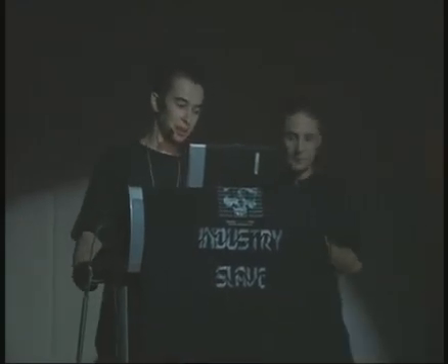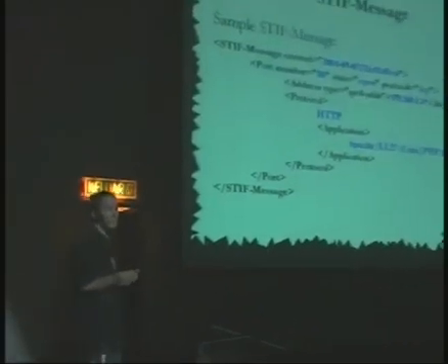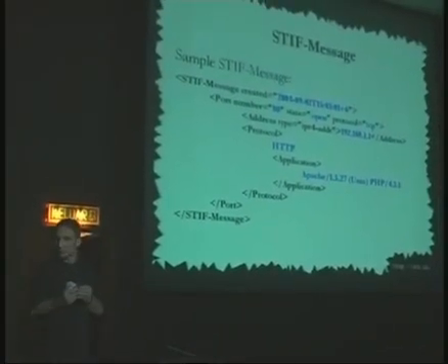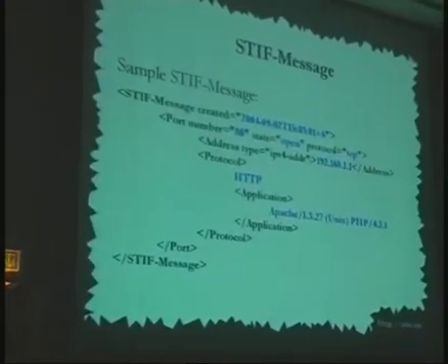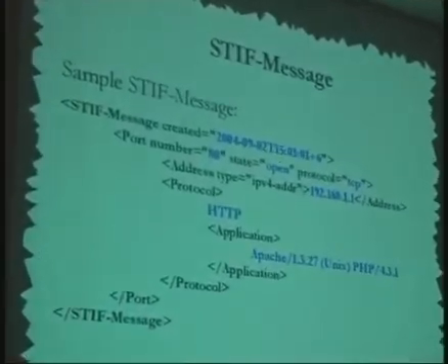So this is a simple STIF message. As you can see, this one was taken from the output of Nmap. So what it tells you is that there is an open TCP port number 80 on the IP address 192.168.1.1 that has HTTP protocol running there with application Apache 1.3.27 with PHP.